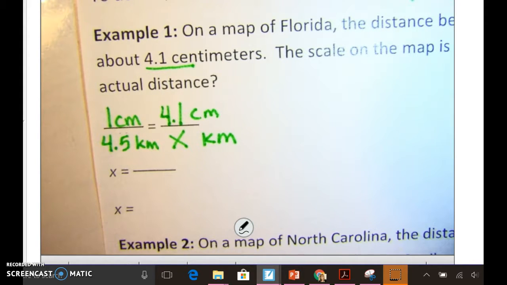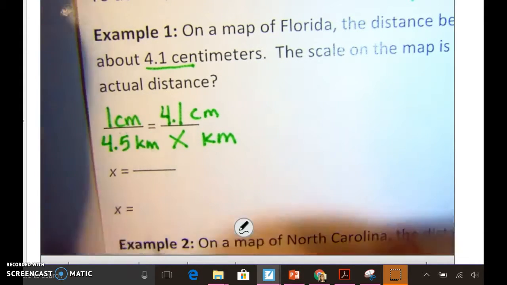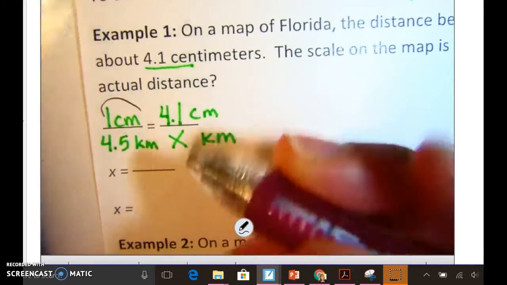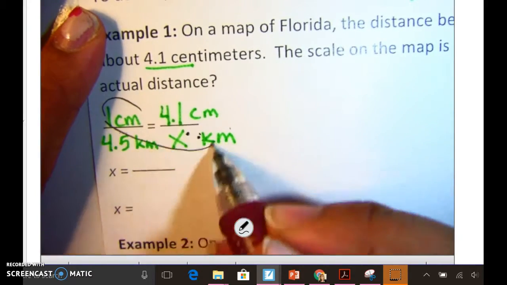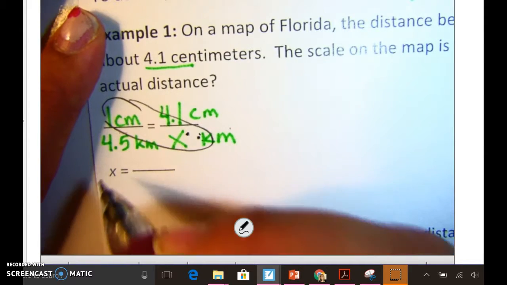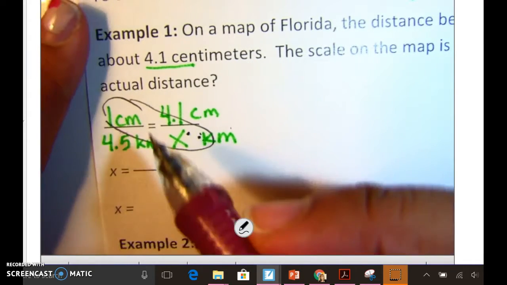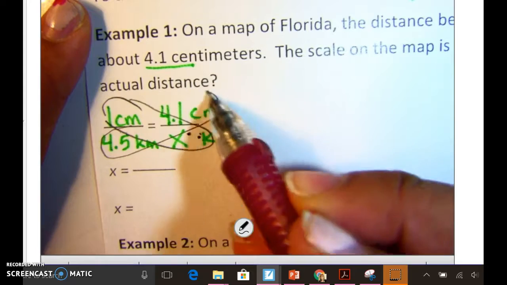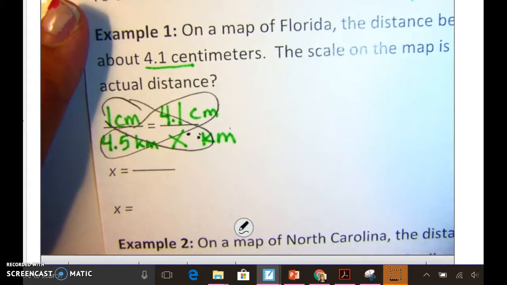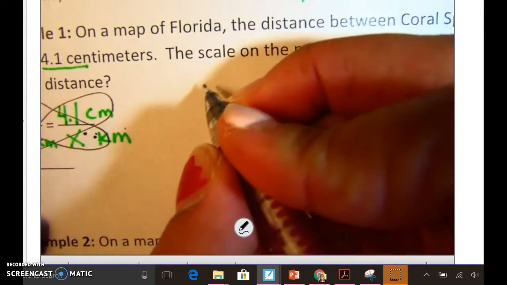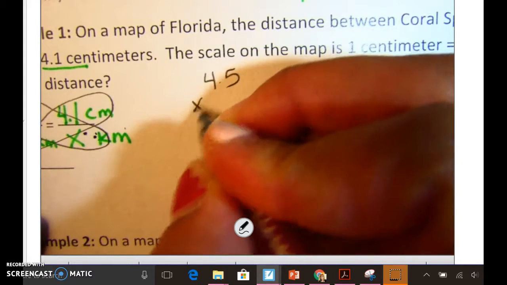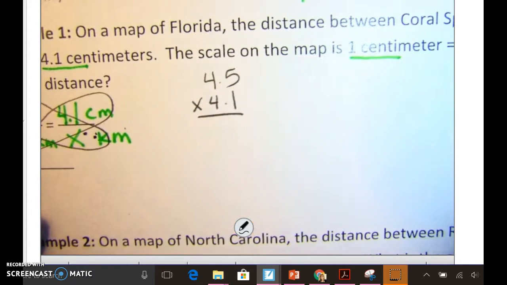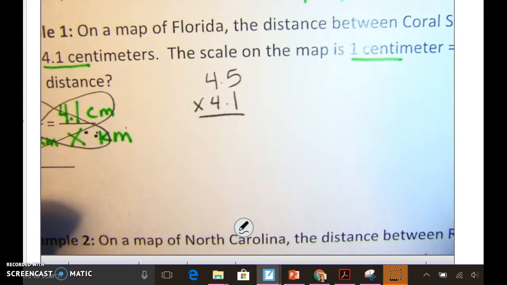So we know how to solve proportions. We multiply across, because in proportions the cross products should be equal. If I multiply 1 times x, that's 1x. I don't need the 1, it's an imaginary 1. And then I multiply 4.5 times 4.1. Let's see what we get. Pause the video, multiply it out, and then we'll compare our answers.